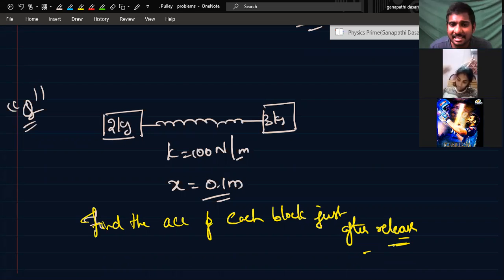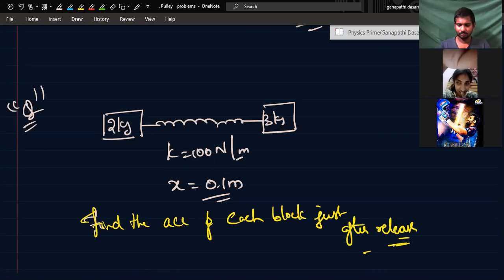Why I ask just after release is, after some time there will be different accelerations. Immediately that force will be there. After that, compressions will change or not. After the spring comes to motion, it will compress first, then expand, compress, expand. So you cannot find the acceleration, that will be variable. That's why I asked it here. Just after the release, 0.1 meters you expanded.